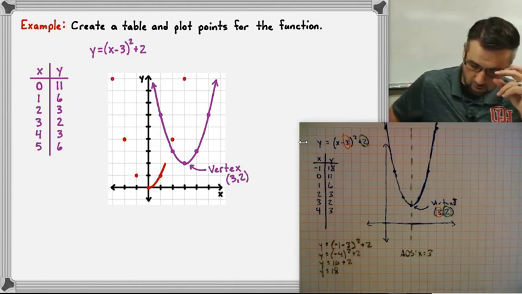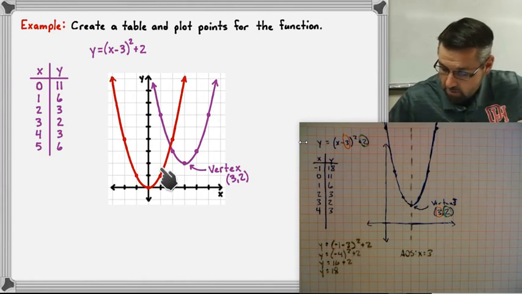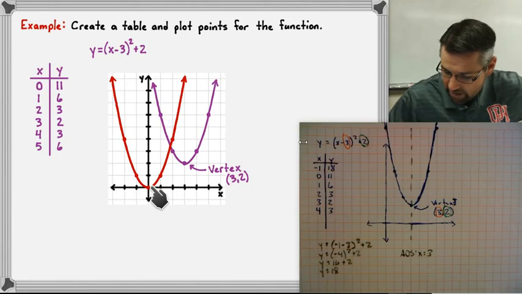Now, looking at the parent parabola, remember, is y equals x squared. It has a vertex of 0, 0. We can see all we did with this parabola is we moved it to the right 3 units and up 2 units. We moved it right 3 and up 2. Every point here on the red graph is moved over 3 units to the right and 2 units up to get to the purple graph.